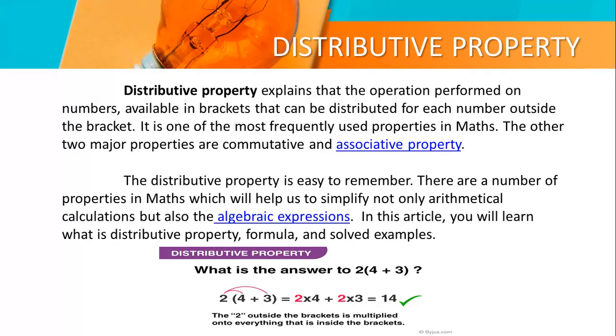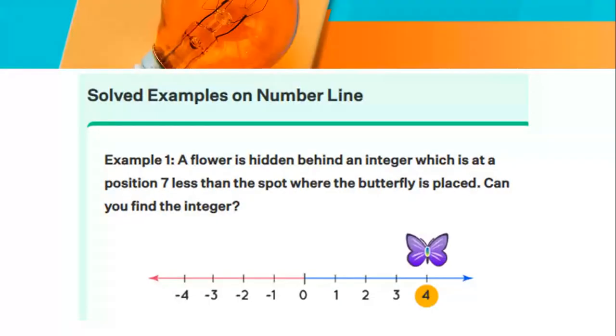Katulad dito nasa baba, what is the number 2? 2 times the quantity 4 plus 3. So, ang mangyayari, yung 2, i-distribute natin siya sa 4 at saka 3. 2 times 4 plus 2 times 3, and the answer is 14. Now, let us solve example on number line.